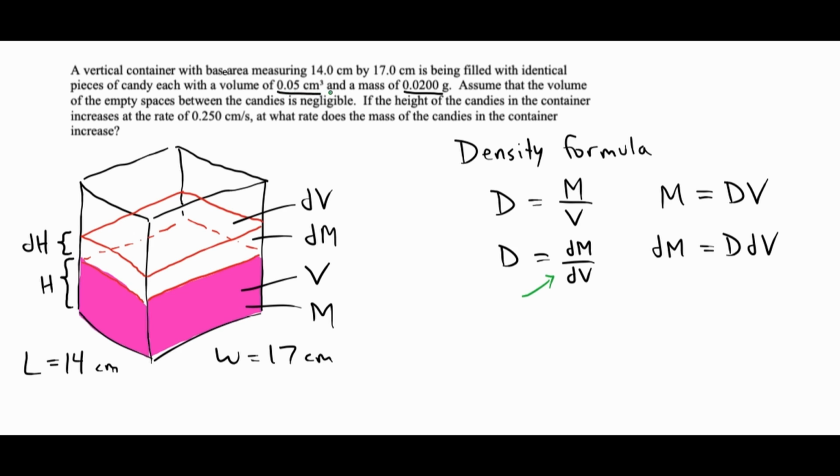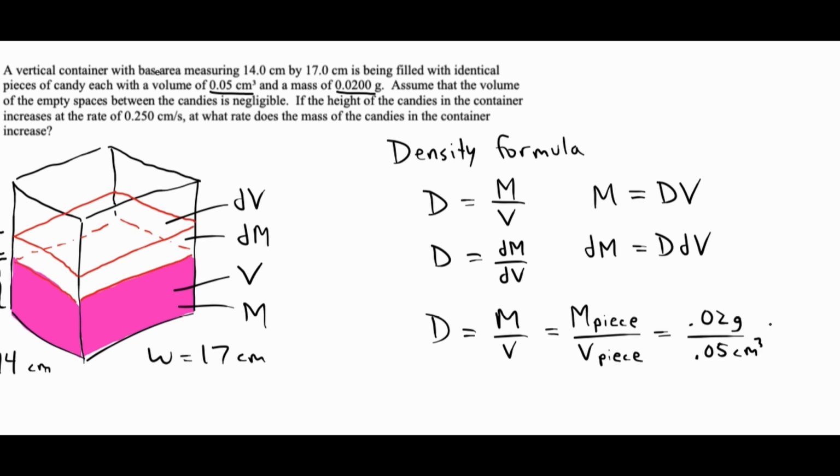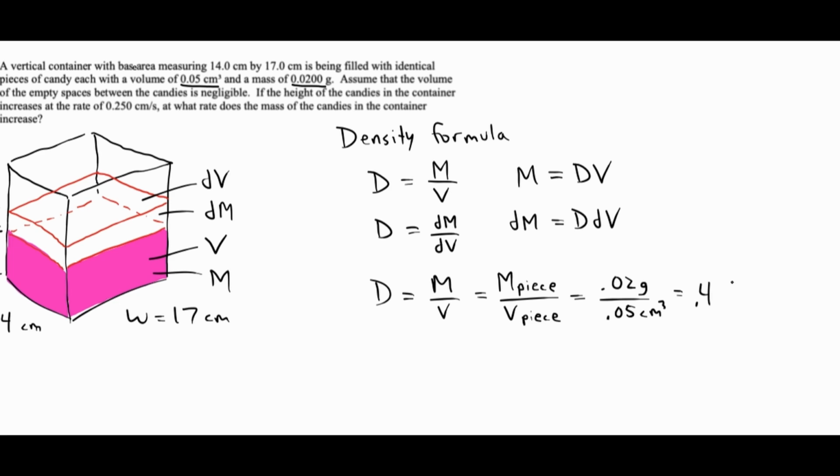We have the mass and the volume of a piece of candy. So I'm going to do the mass of one piece divided by the volume of that same piece. So 0.02 grams over 0.05 cubic centimeters gives us a density of 0.4 grams per centimeter cubed. That could be something that we can use later on.